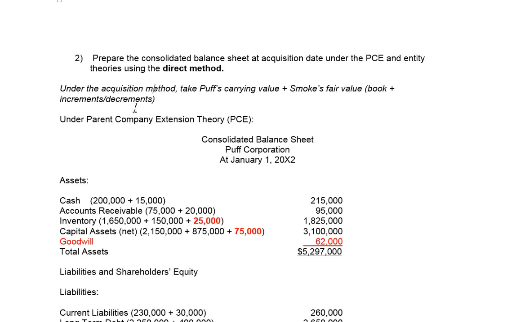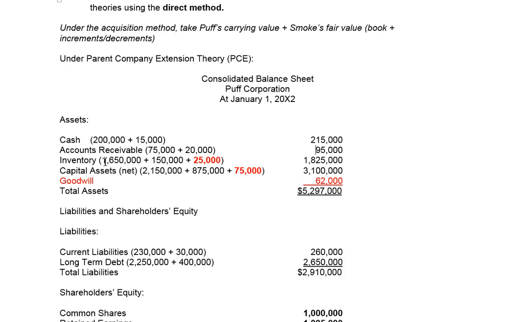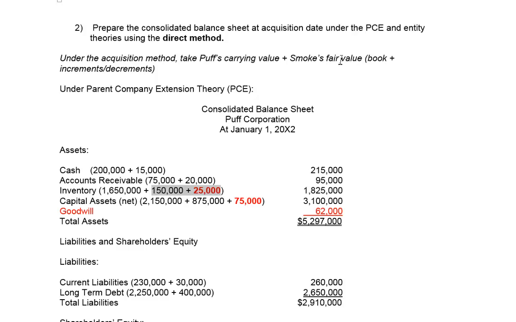So what we do is we take the cash of the parent and add to it the cash of the sub to get $215,000 in cash consolidated. Add the receivables of the parent, add the sub's receivables to get consolidated receivables of $95,000. But don't forget, we're using the acquisition method. So it says to get inventory, you're going to take the carrying value of the parent's inventory plus the carrying value of the sub's plus the fair value increment. So this amount here together, $175,000, that is the fair value, right?